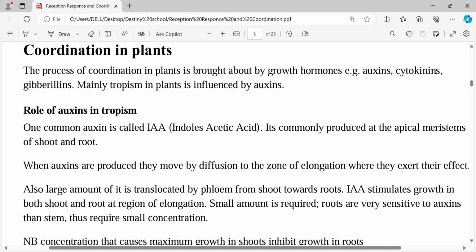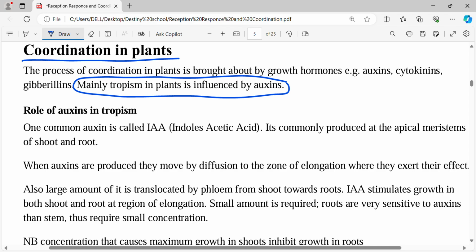There's a hormone called auxin. The auxins really influence the tropism. So we want to focus on coordination in plants. In coordination in plants, mainly tropism is influenced by auxins. There are plant hormones, and one of them is called auxins. There are others as well, as you can see here. We have the auxins, the cytokinins, the gibberellins. But tropisms are mainly influenced by auxins.